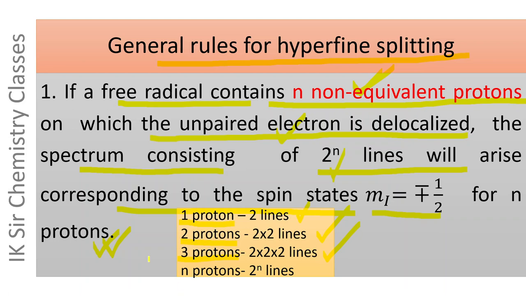Similarly, if the unpaired electron of a free radical is delocalized around n non-equivalent protons, 2 to the power n lines will be obtained in the ESR signal. If the unpaired electron of a free radical is delocalized over n non-equivalent protons, the ESR signal will consist of 2 to the power n hyperfine lines.